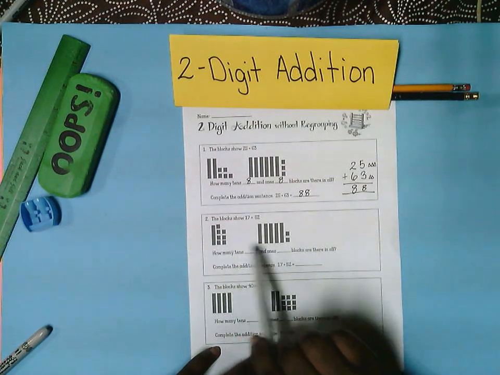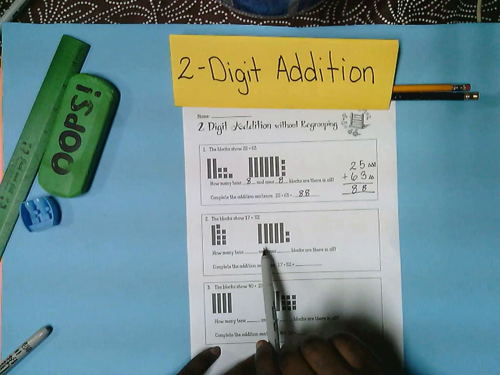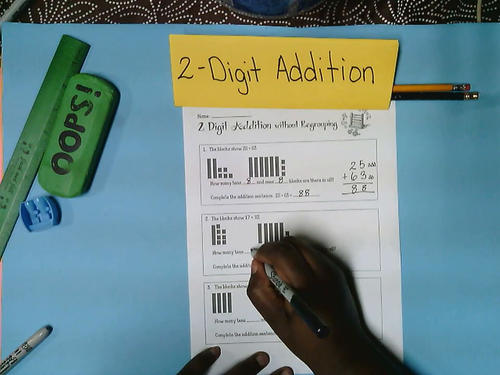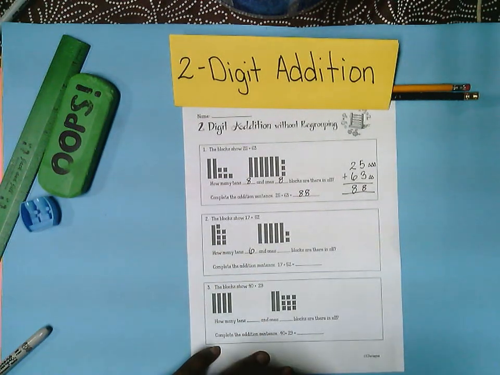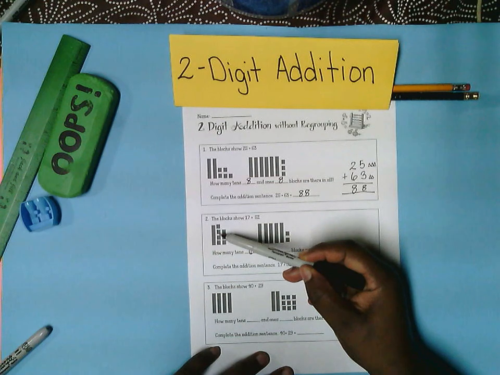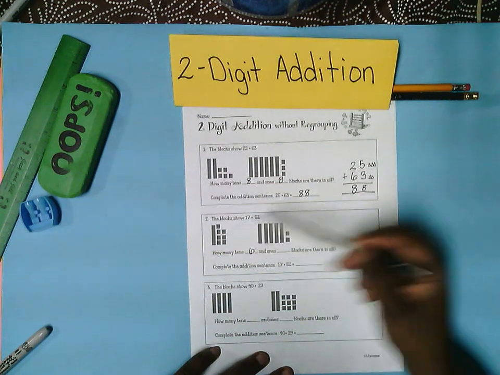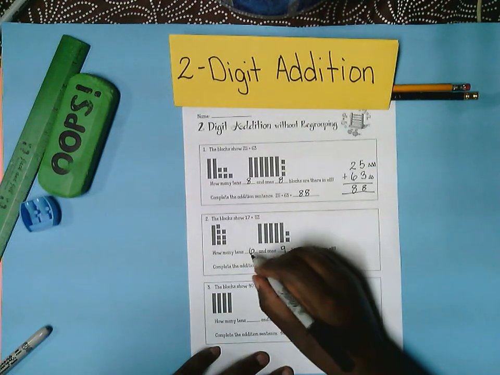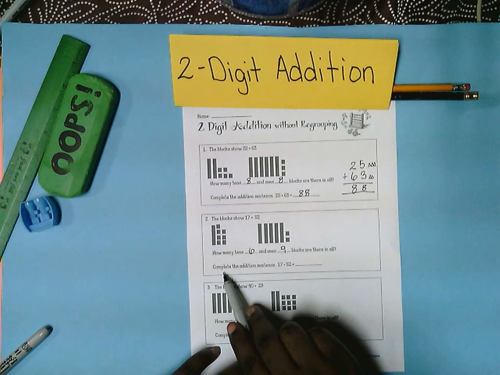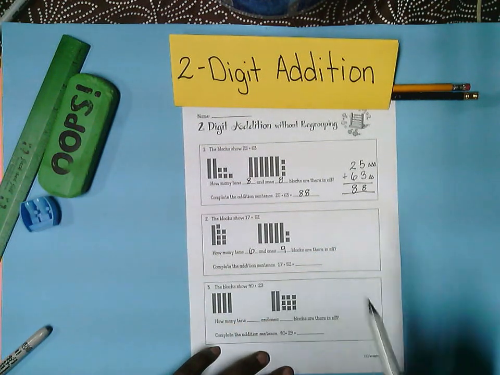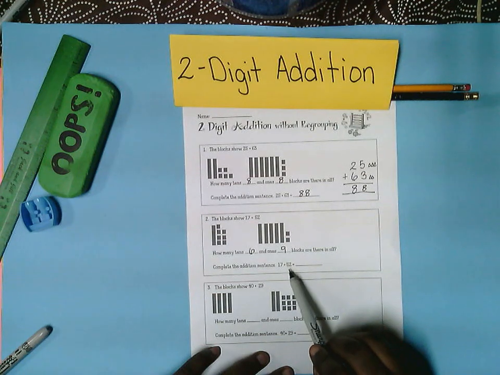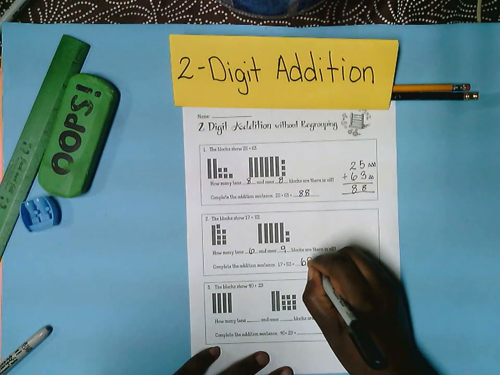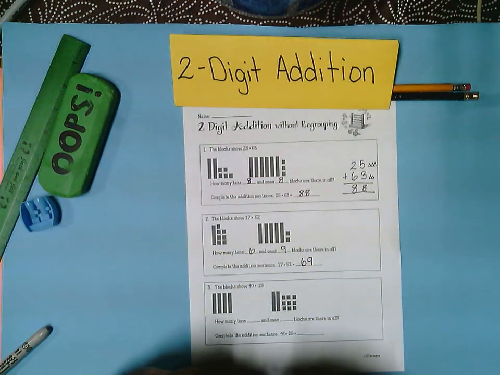Which means I need to add these two sets of tens. 1, 2, 3, 4, 5, 6. 6 tens and ones. 1, 2, 3, 4, 5, 6, 7, 8, 9. I have 9 ones. So 6 tens, 9 ones. So complete the addition sentence. 17 plus 52 equals 69. 6 tens, 9 ones.